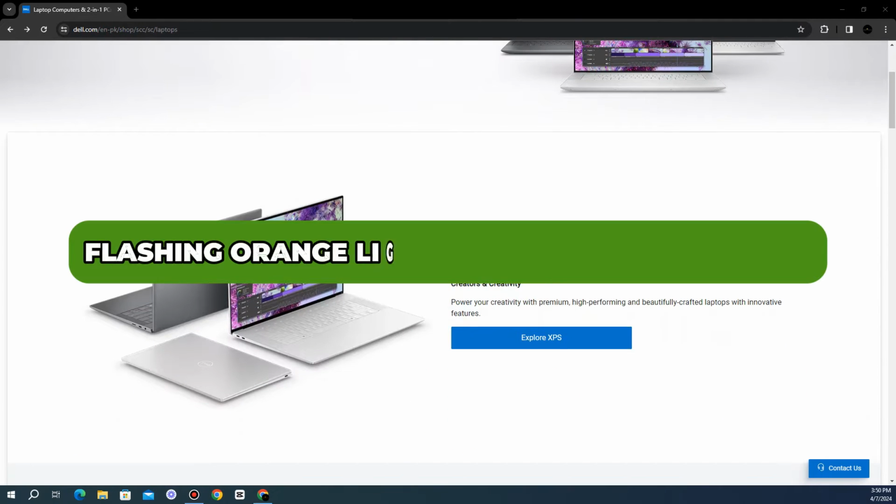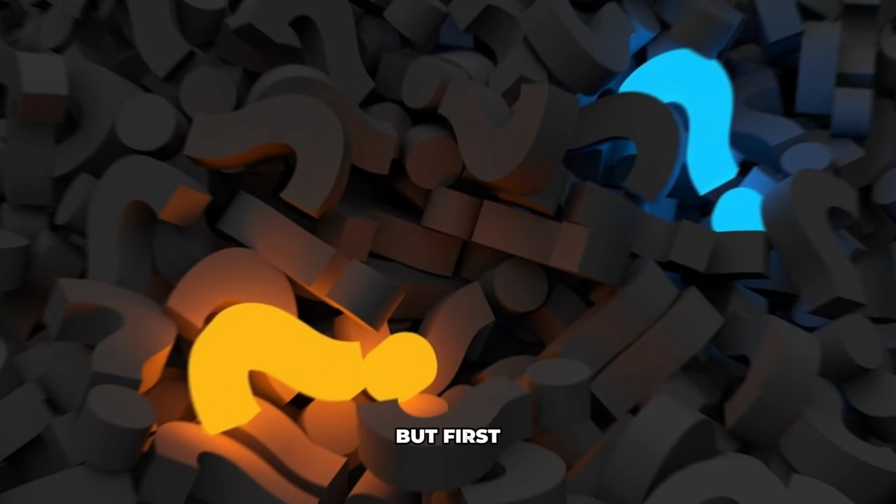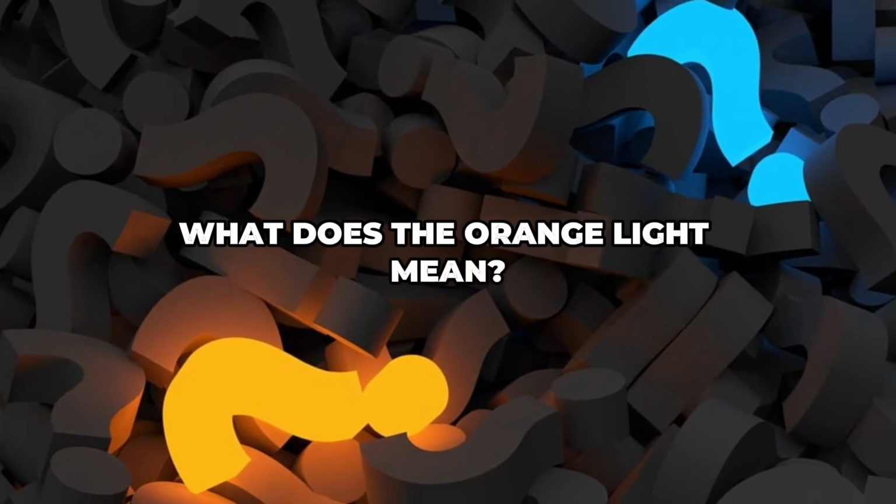In today's video, we'll be looking at simple solutions to fix a flashing orange light on your Dell computer and the main causes. But first, what does the orange light mean?